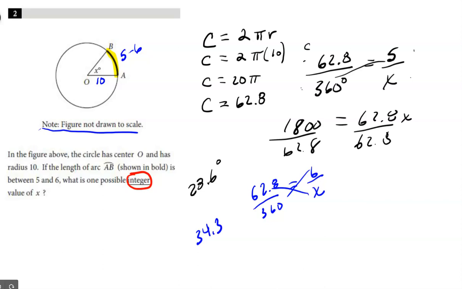Well, it said it's got to be an integer, a whole number. So I think the whole numbers between these two, anything from 29 degrees all the way through 34 degrees, would be correct answers. So 29, 30, 31, 32, 33, and 34 are correct answers for this problem.